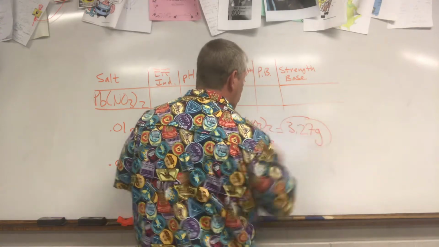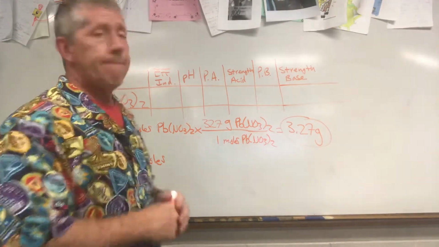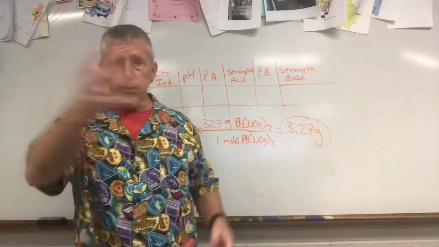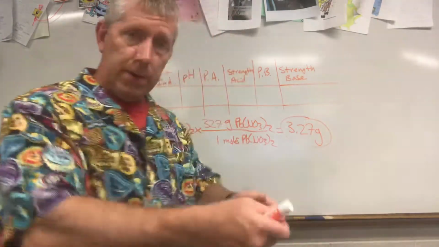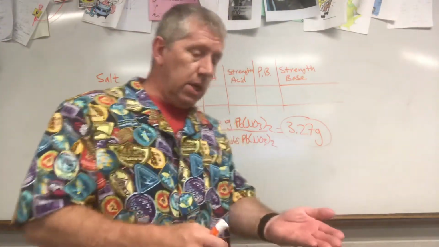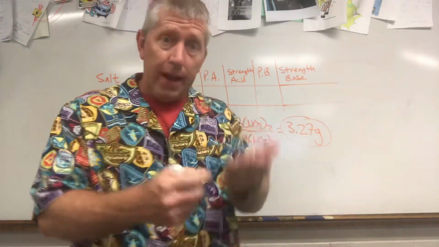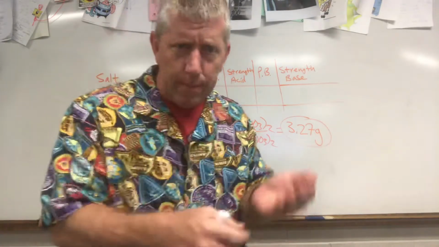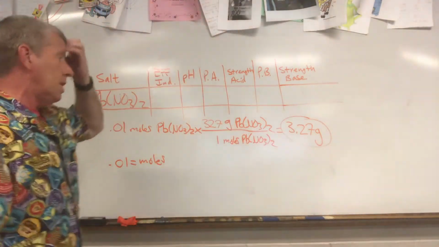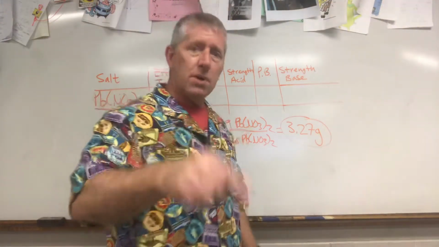So for the first salt, the lead nitrate, I would go back to the balance. It would be located in different balances. We'd have 1 for lead nitrate. We take some paper, put it on there, 3.27, got it, and we carefully put it into the test tube with the 5 milliliters of water, and we shake it around a little bit, get it to dissolve, and we're ready to go.